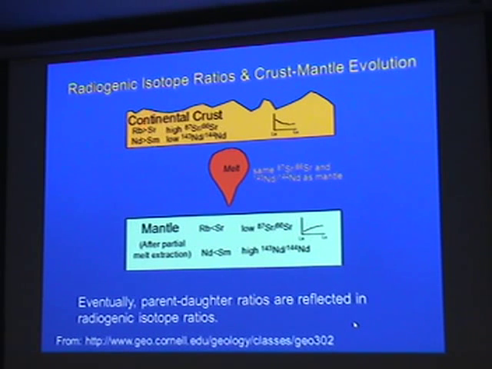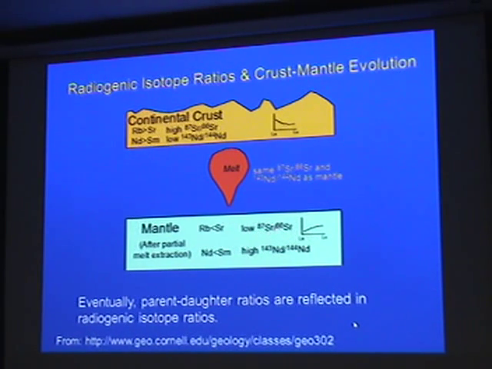Two different systems: rubidium-strontium and neodymium-samarium. Because this is incompatible element enriched, it's enriched in the parent here and the daughter here. And so this will end up with preferentially high strontium isotopic compositions, 87/86, and low neodymium, 143/144. The inverse is true for the mantle.